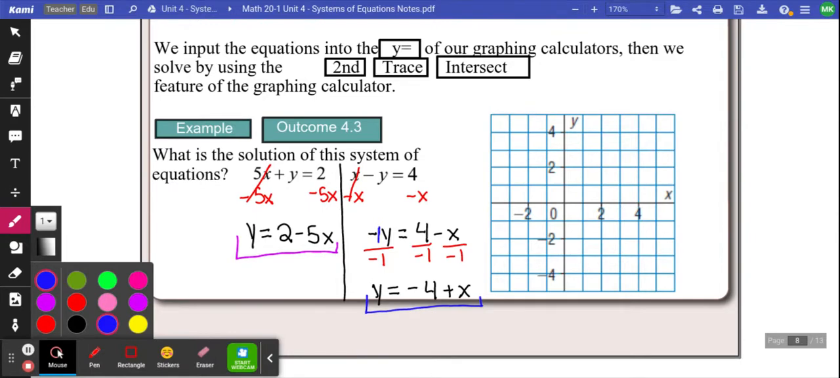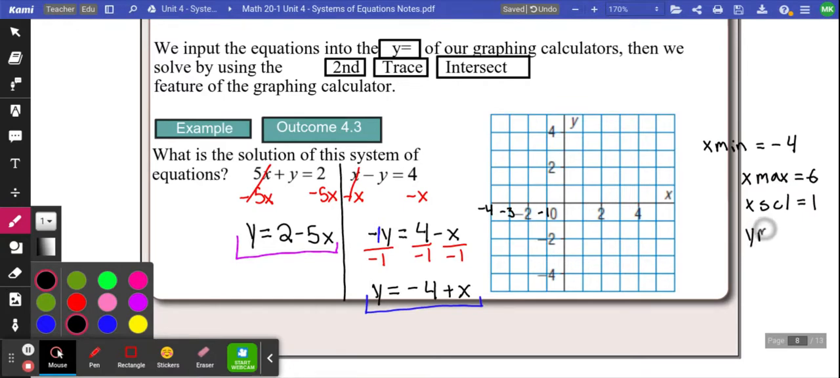Then you're going to pop over to your window, and we're just going to set the window to be the same as this window over here. So if you look at our little graph on our piece of paper, our windows are already set up. We have an x minimum of negative 1, negative 2, negative 3, negative 4. So that's negative 4 as our x minimum. Our x maximum is positive 6. The x scale is 1. That means it's counting up by ones.